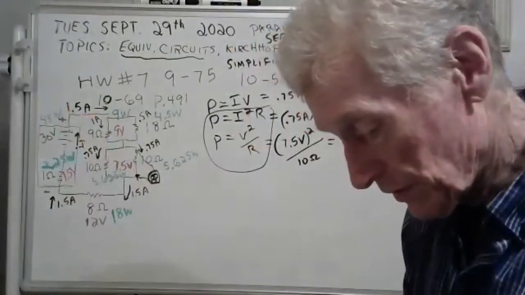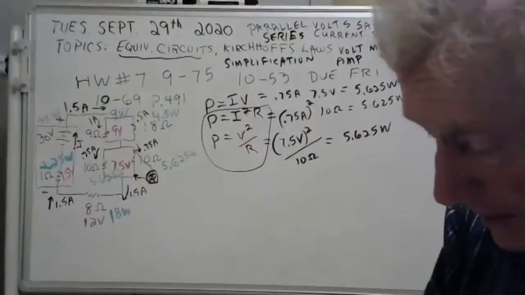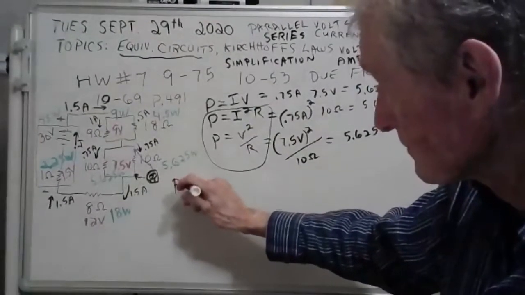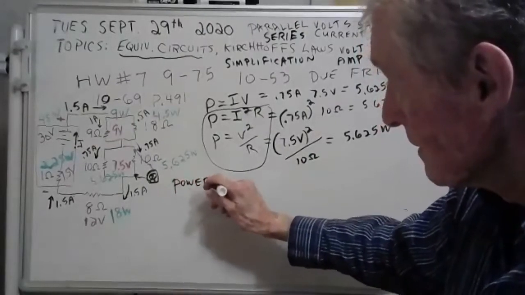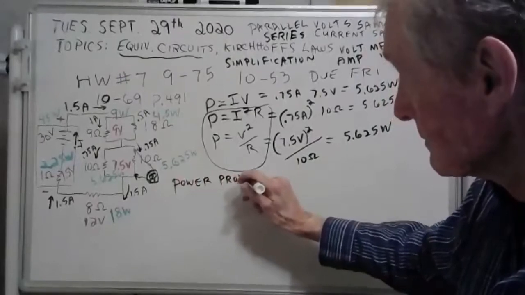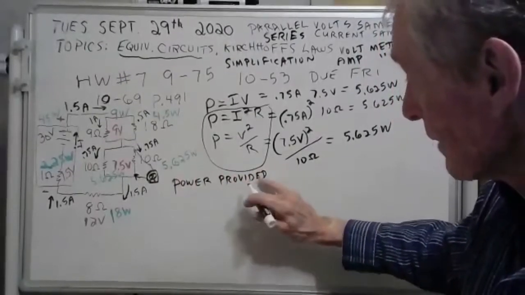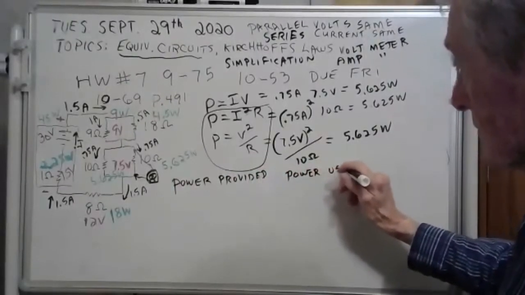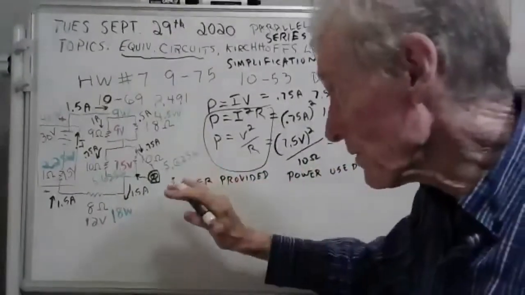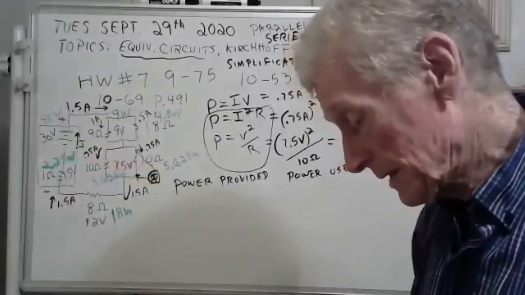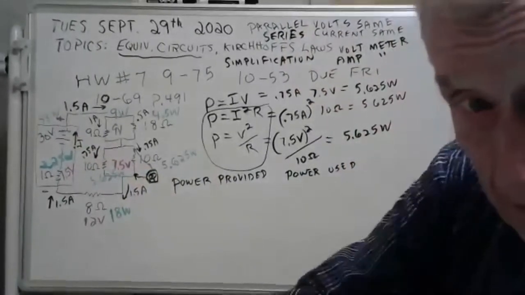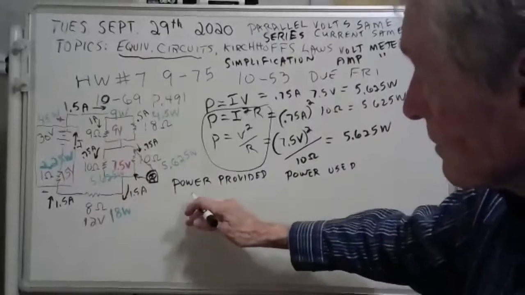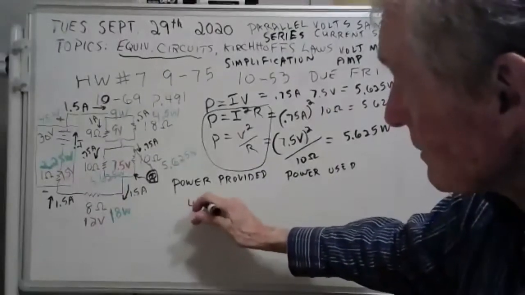Now let me show you. We could go and look at the answers in the back, but I bet those are right. But I'll show you a way you can check your work. You see, there's power provided, and there's power used. Now, there's only one thing providing power, and that's the battery. The resistors don't provide any power. Resistors use power. So the power being provided is 45 watts.